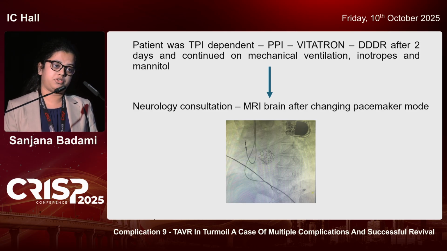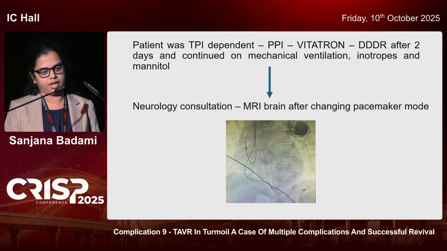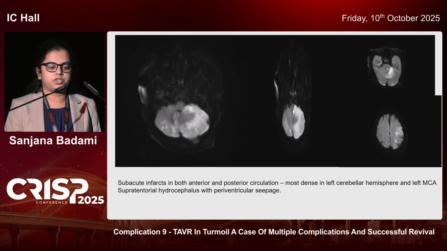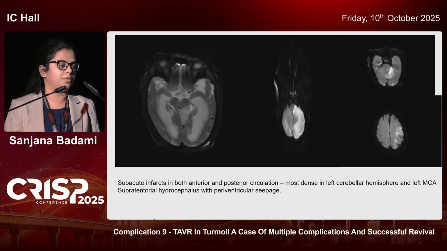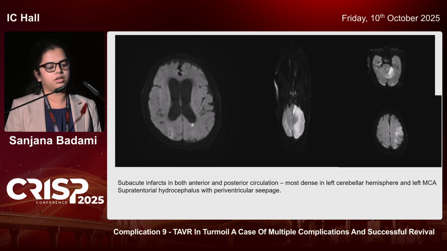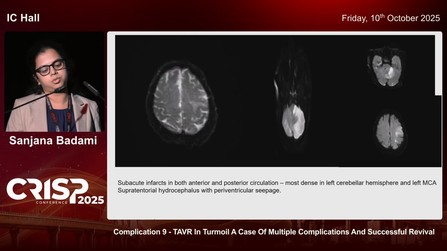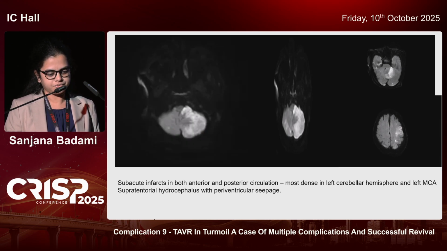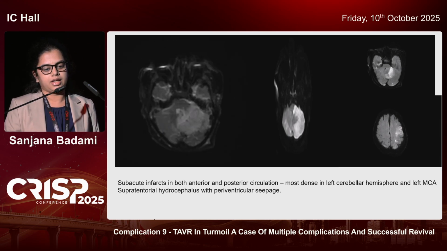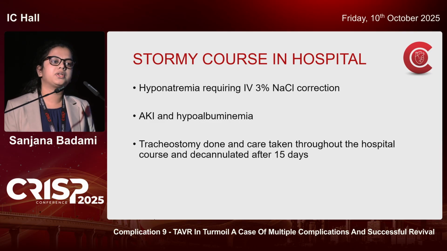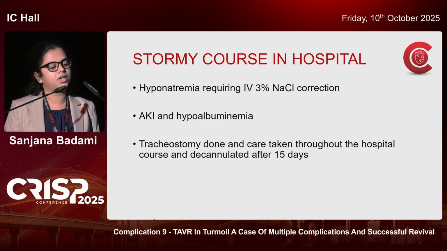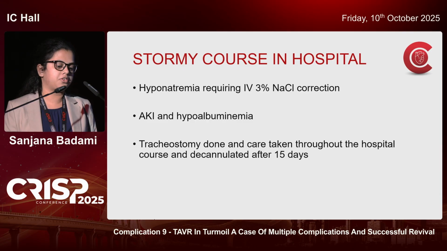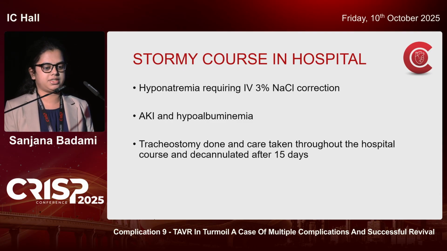To rule out progression of infarcts, we did an MRI brain. MRI brain showed a large MCA infarct, which progressed from day one to 48 hours. Both posterior circulation and anterior circulation dense infarcts were found with supratentorial hydrocephalus. She had a very stormy course in the hospital. She had hyponatremia, AKI. Around 15 to 20 days, she was there with us. We did her tracheostomy and took care of it. We decannulated her after 15 days, and she was sent home.